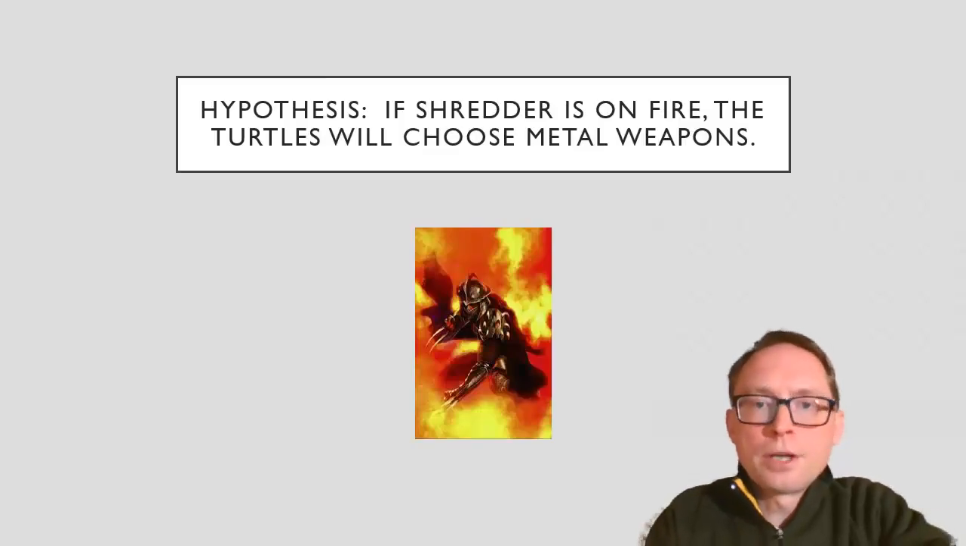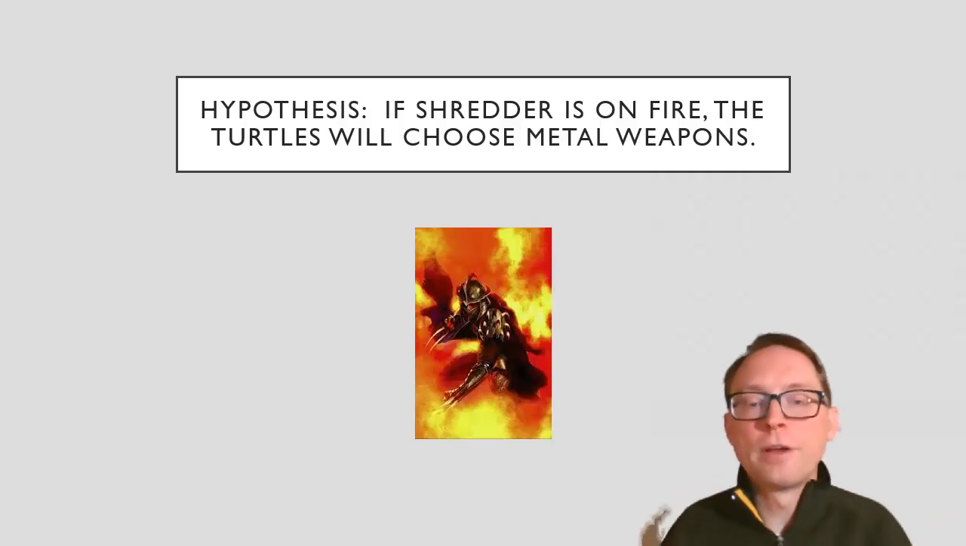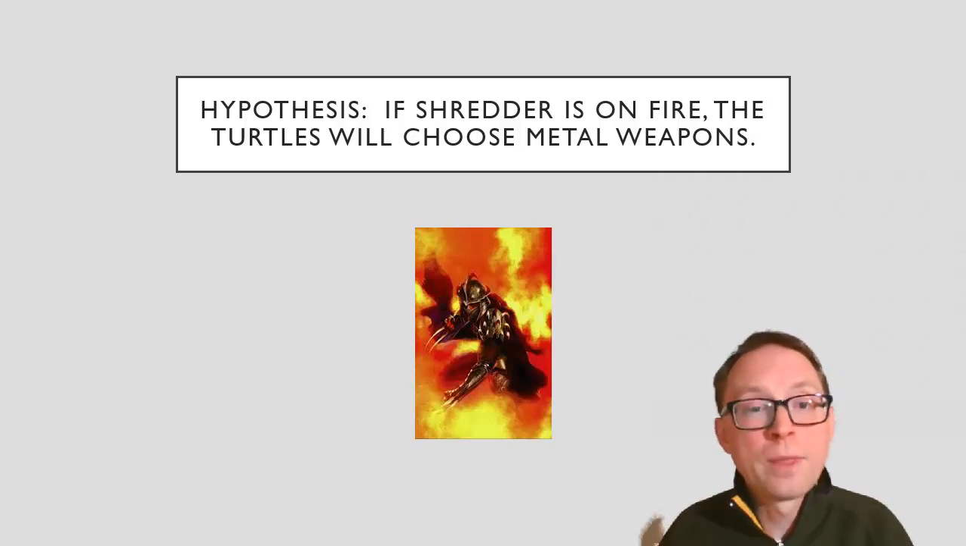Here's a hypothesis. Let's say that Shredder, the enemy of the Teenage Mutant Ninja Turtles, finds a way to set himself on fire and fight while he's on fire. So the Teenage Mutant Ninja Turtles have this whole week coming up where every day they're going to have to fight Shredder with Shredder being on fire. Got it? So Shredder's going to be on fire the whole time. My hypothesis is that if Shredder's on fire, the turtles will choose metal weapons and not wood weapons.